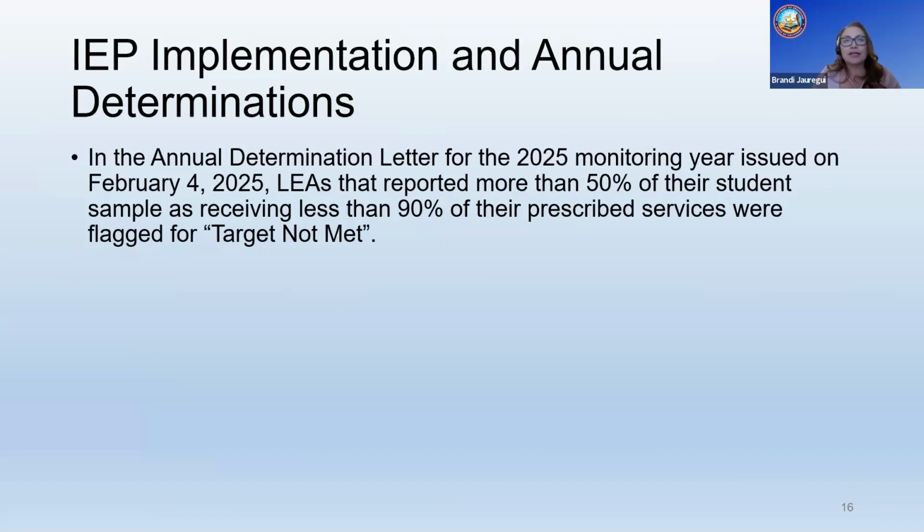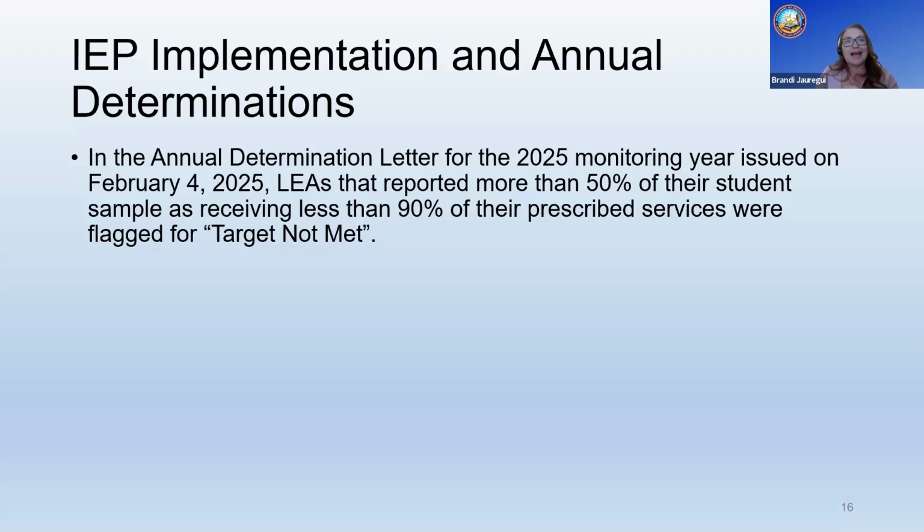So how does this factor into your annual monitoring determinations? You may have noticed in the February 4th, 2025 annual determination letter that went out, there was an IEP implementation flag put into the annual determinations. And in those data sheets that we sent out, there was a column for IEP implementation.